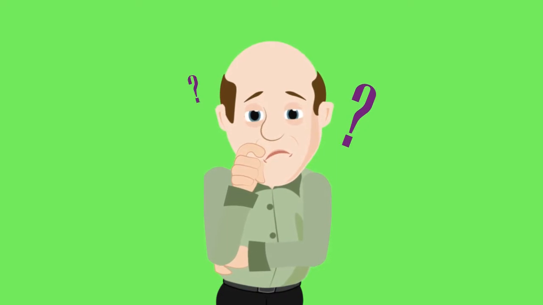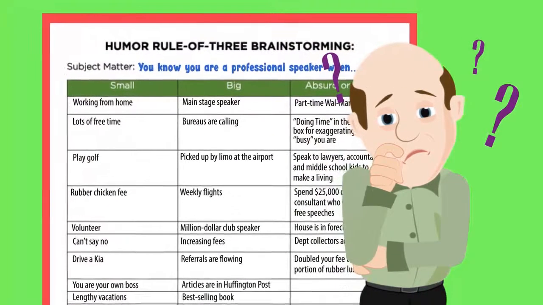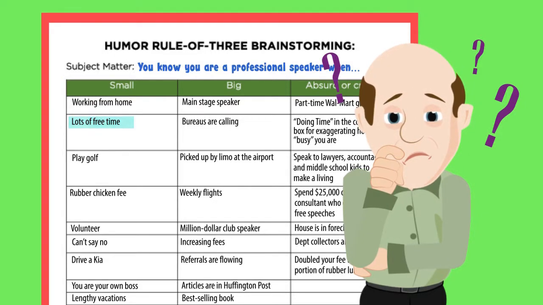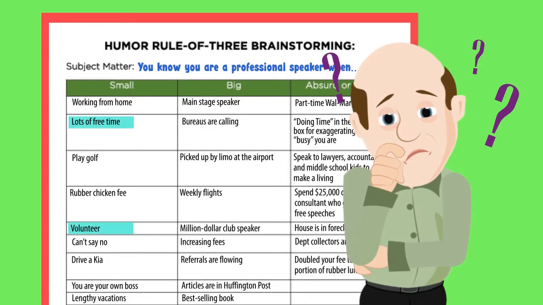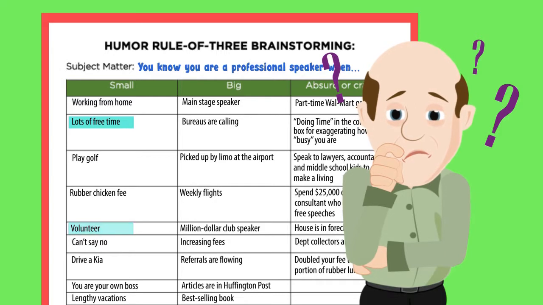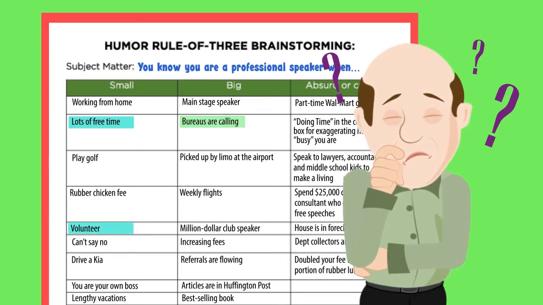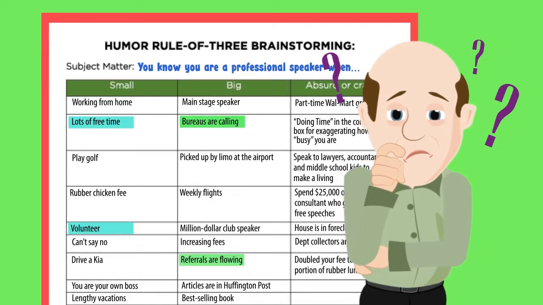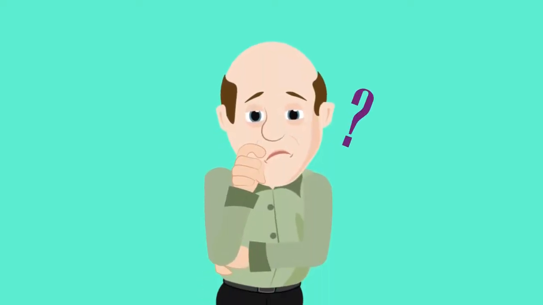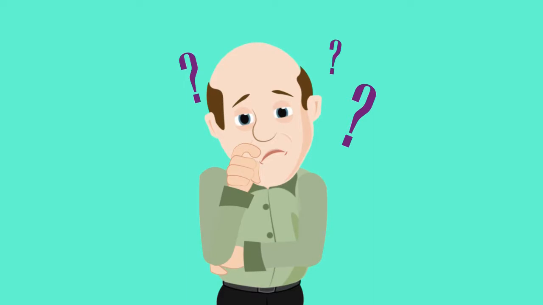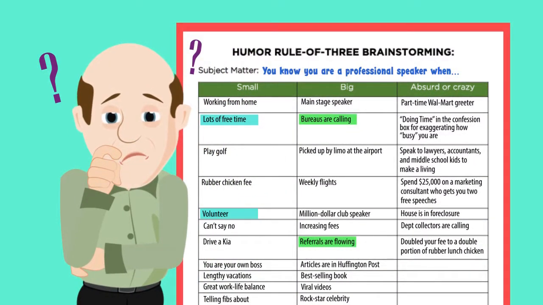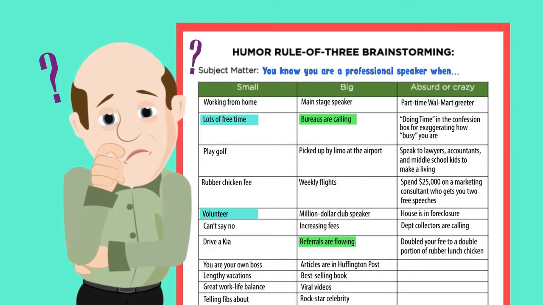Next, we need to identify logical combinations of 2 small items and then 2 big items. We are specifically looking for items where there seems to be a logical flow. Once we find them, we highlight the groups of 2 to help them stand out. Now comes the part that takes a little bit of creative brain power. We are looking for a setup, followed by a twist.